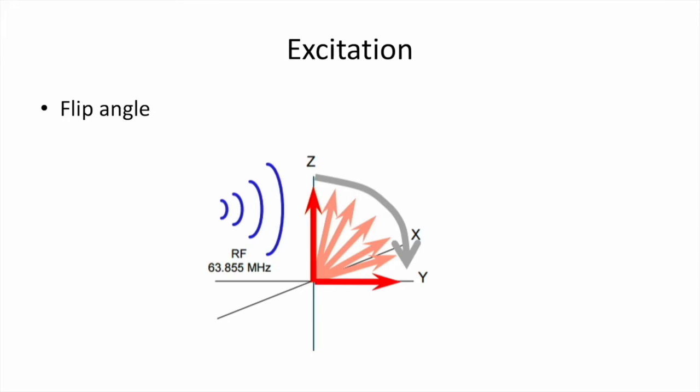When an external RF pulse is applied at the Larmor frequency, the protons absorb the energy and are deflected into the XY plane. This process is called excitation, and the angle by which it is deflected is called the flip angle.